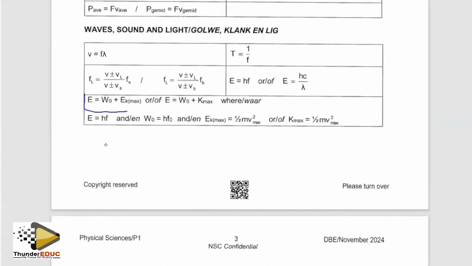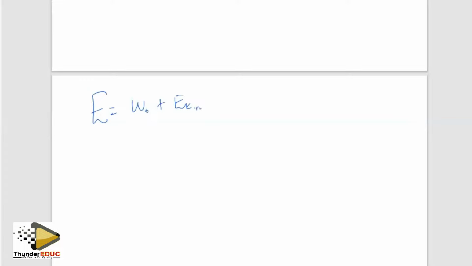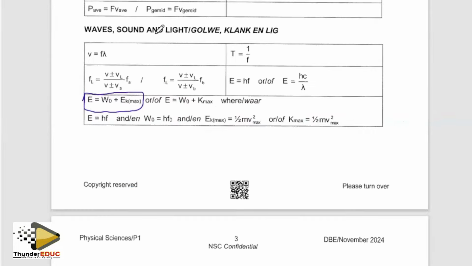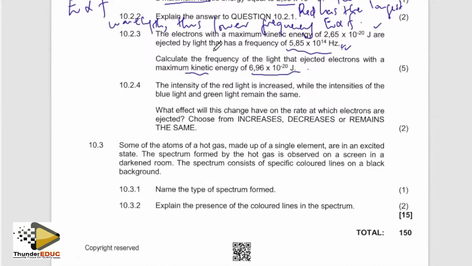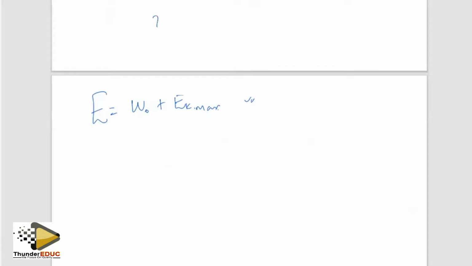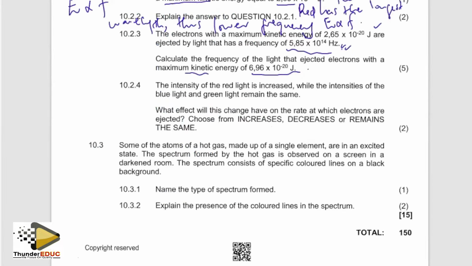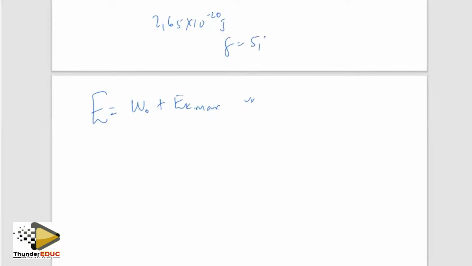Okay, so we have it here. E is equal to W naught plus EK max. So this is what we're using. What we can see is that between the two questions, the only thing that is missing is the W naught, which is the work function. So I can start by looking for the work function. I'll say 2,65 times 10 to the negative 20. And then they told us the frequency is 5,85 times 10 to the 14 hertz.